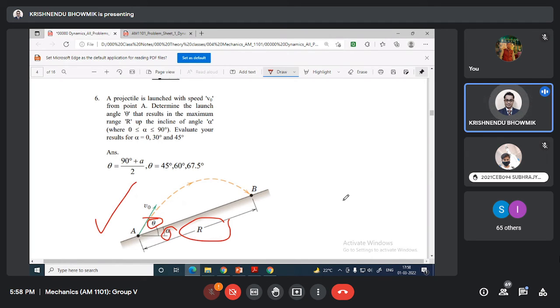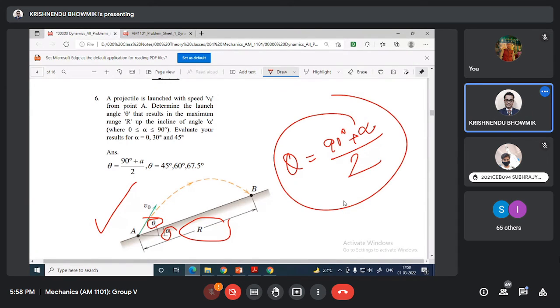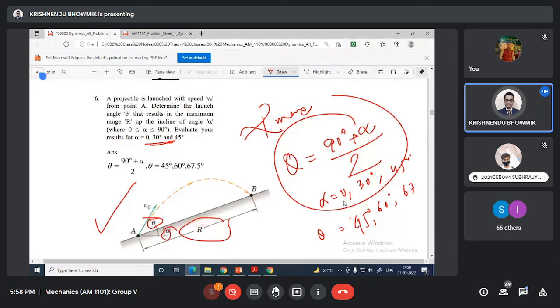And the alpha and theta relationship for this problem will be theta equals 90 degree plus alpha by 2. This will be the relationship for R max, the maximum range. Now, when alpha equals 0, 30 degree and 45 degree, you have to calculate the corresponding theta. Okay. 45 degree, 30, 120, 60 degree, 45, 135, 67.5 degree.